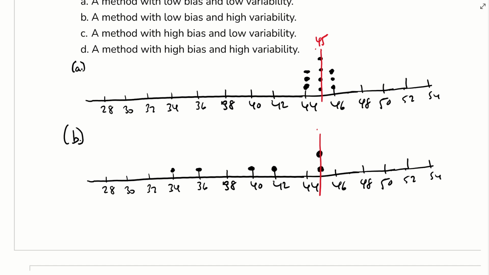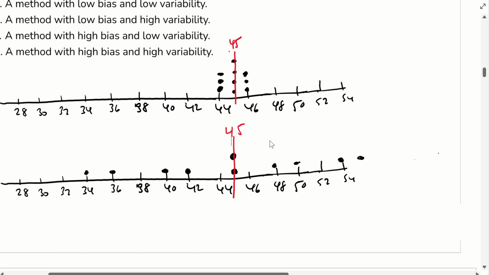There's 4 dots there. Yeah, maybe something like that, okay? So that way the middle is 45, right? And there's high variability, low bias, because I either underestimate or overestimate, or I'm on target. So that's low bias, but it's spread out, high variability.